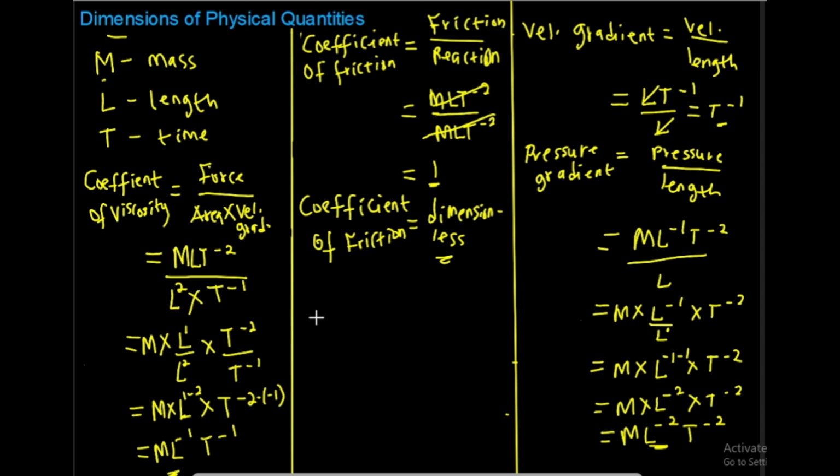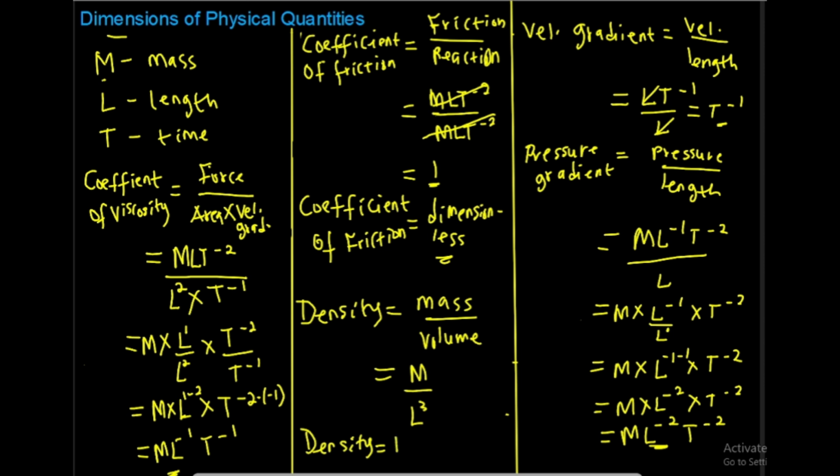Now the next one is density. Density mathematically is equal to mass over volume. And dimension for mass is M. Dimension for volume we calculated previously to be L cubed. So density will be equal to, this is the same thing as saying M times 1 over L cubed.